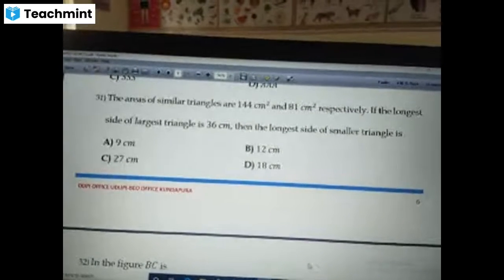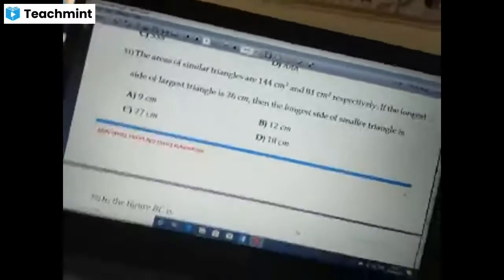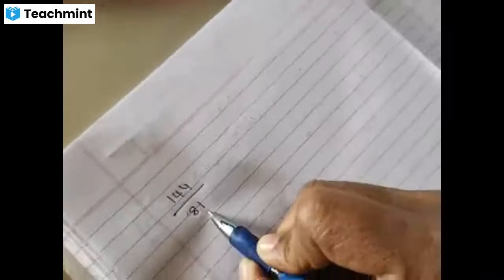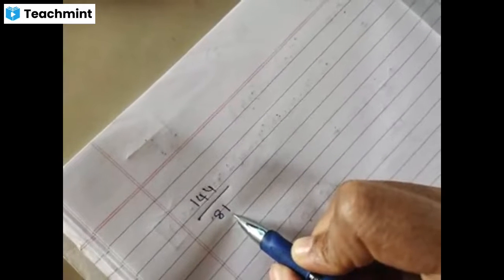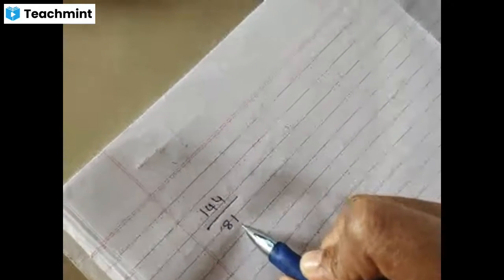Now here, area of the triangle is given. Okay. The area of the similar triangles is 144 and 81. So I'll take first area of triangle ABC, that is 144. Area of the triangle DEF is 81. Longest side of the largest triangle is 36.